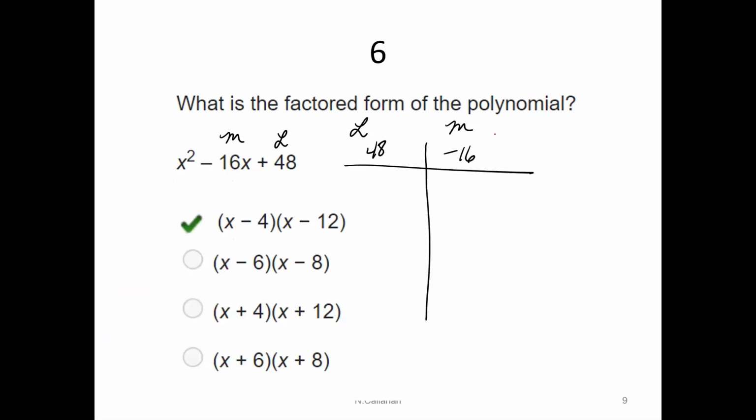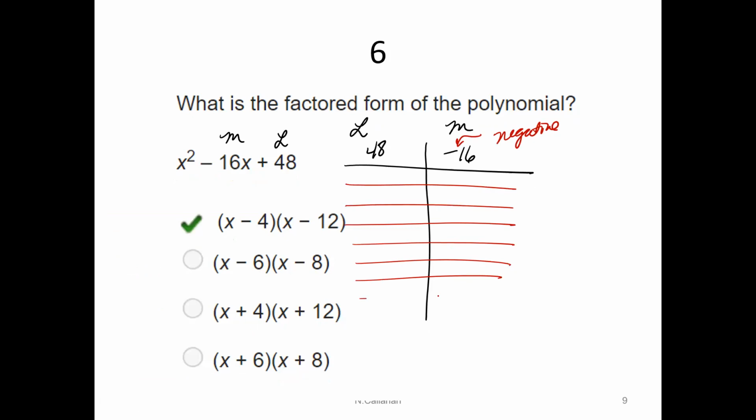So now, do you have negative numbers or positive numbers? I have a negative number right there. So what that means is that whatever I use for the factors, it has to have negative numbers as well. Make sure you draw your little lines for your tables. Okay, so then let's take a look at this. If it's gonna be negative, I can do a negative 1 and 48, positive 1 and negative 48, a negative 2 and positive 24, positive 2 and negative 24.